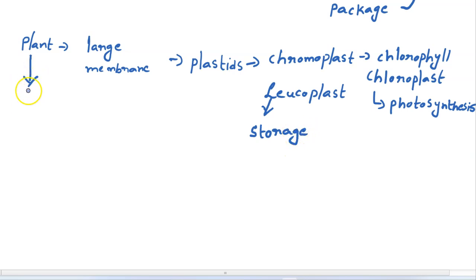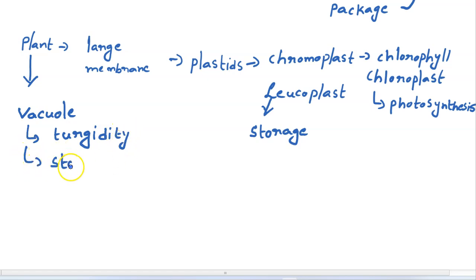In the plant cells, we find a large central vacuole. This large central vacuole is useful to maintain turgidity in the plant cell and also to store important substances in the plant cells. Apart from this, the waste in the plant cell is also stored in the vacuole.